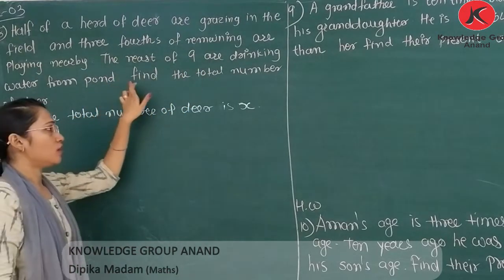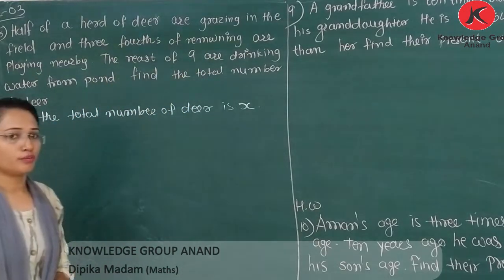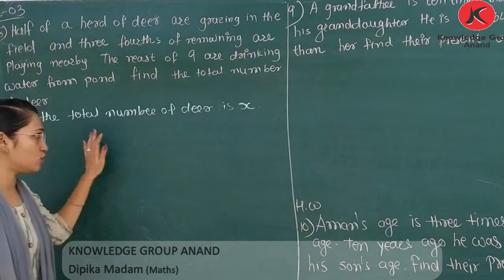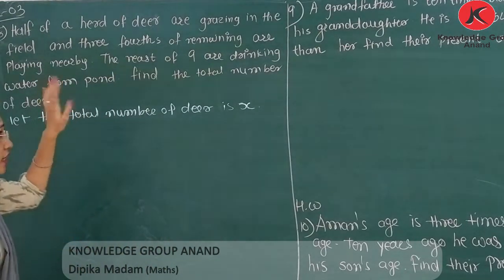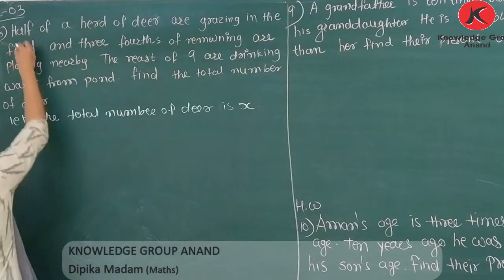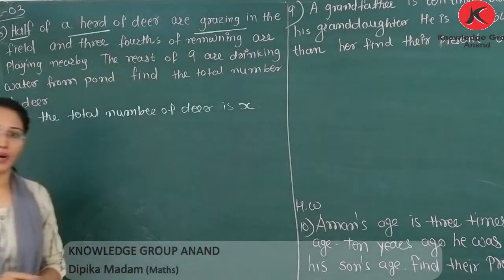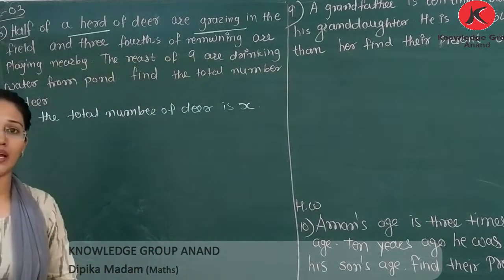Water from the pond. Find the total number of deer. We don't know the total number of deer, so let's say the total number of deer is X. Now what is the first statement? Half of the herd are grazing. It means whatever the total number is, half of them are grazing.